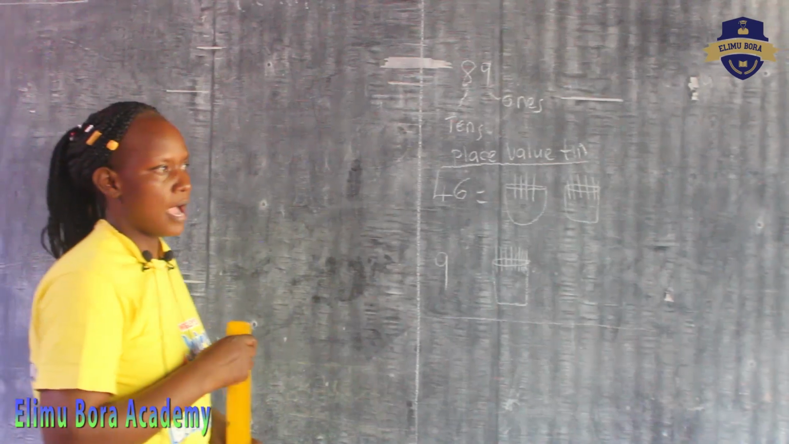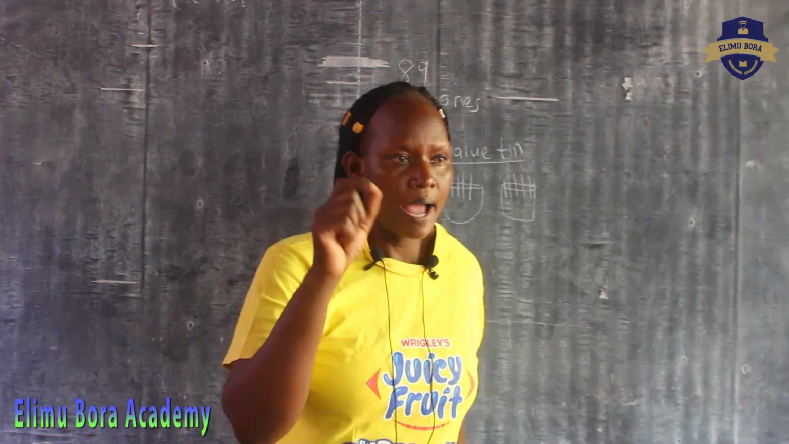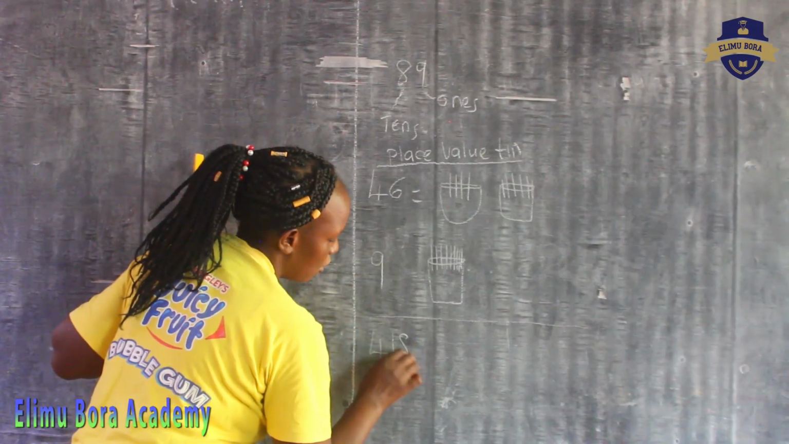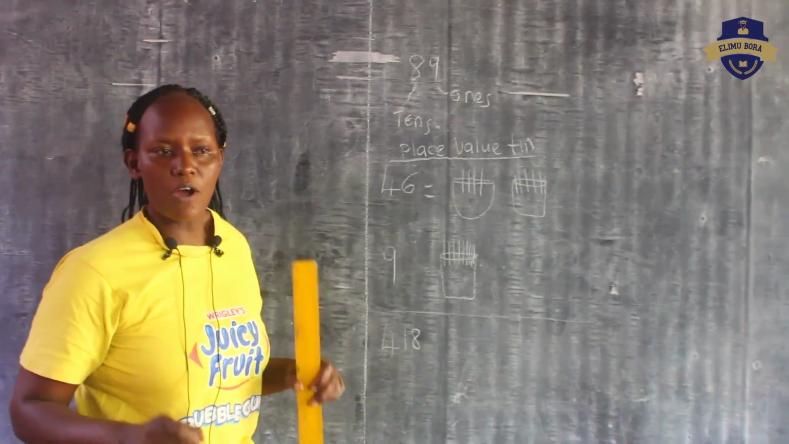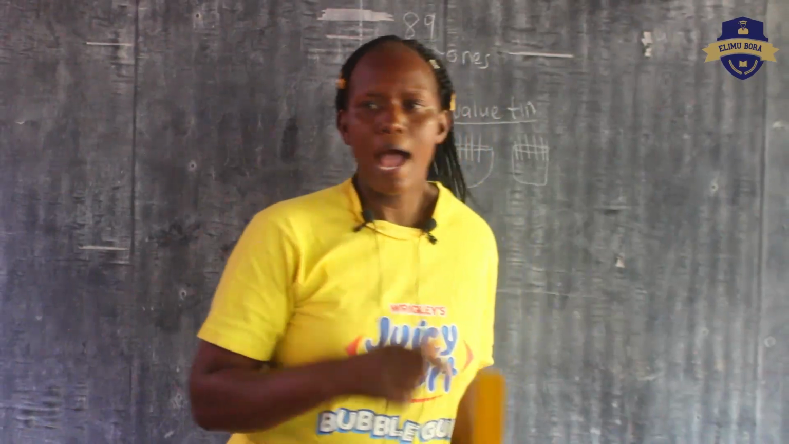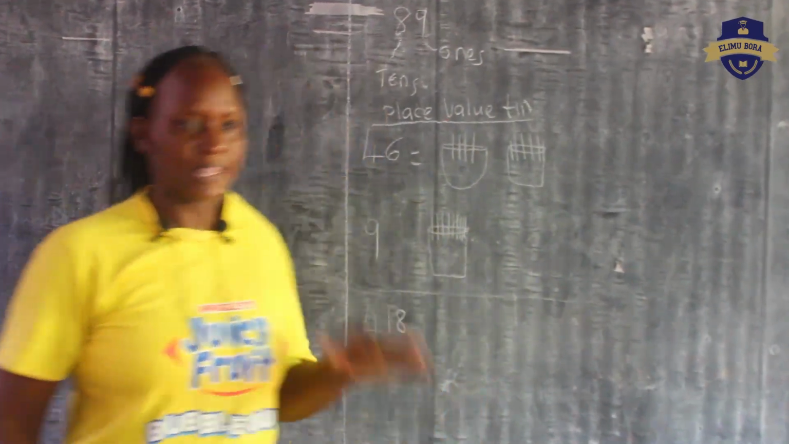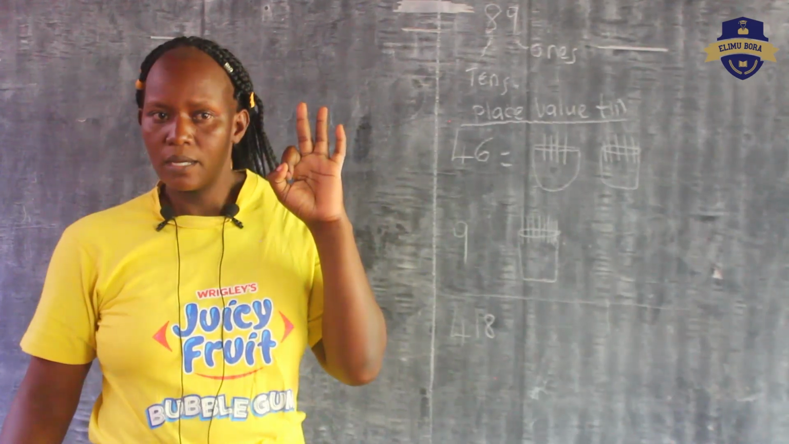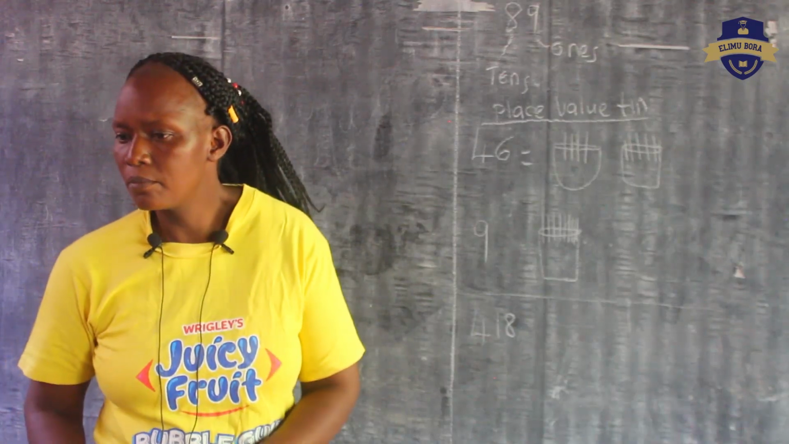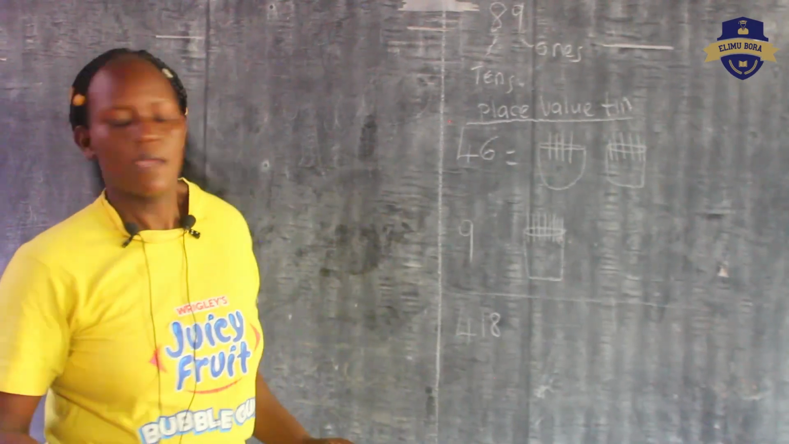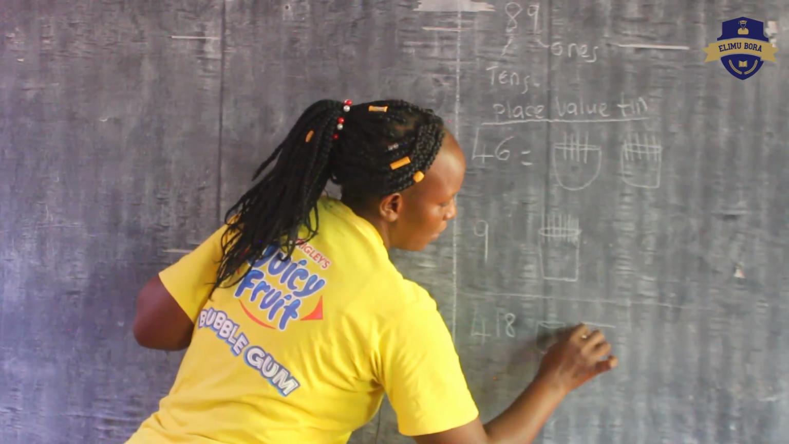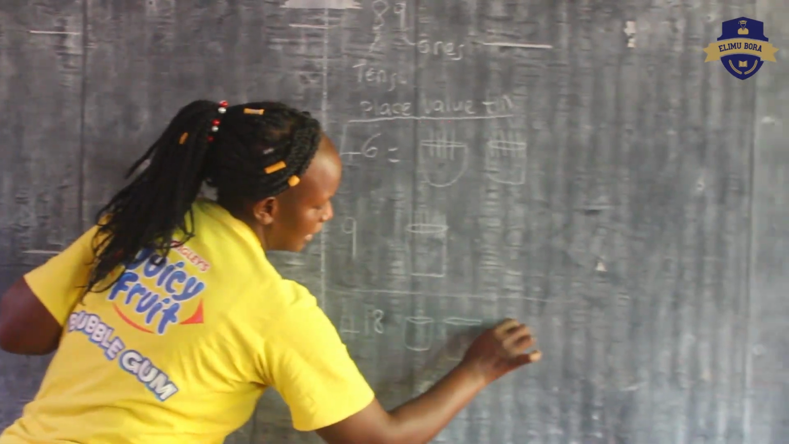I may have up to hundreds. Now here I have 418. I want to still use the place value tin. How many tins am I going to draw? 3. I'm going to draw 3 tins because now I have 3 digits. I draw my first tin there, another one there, and another one there.